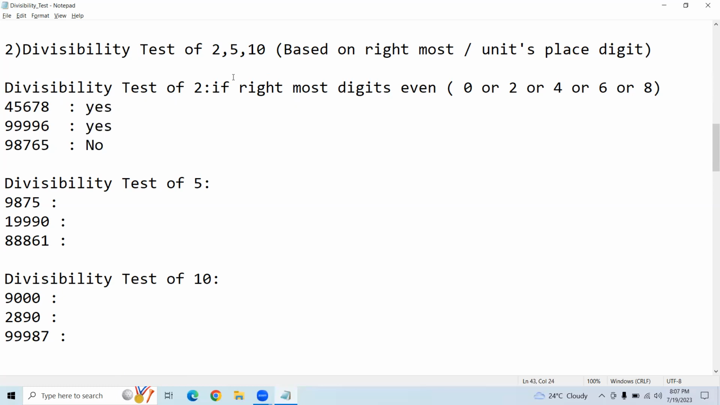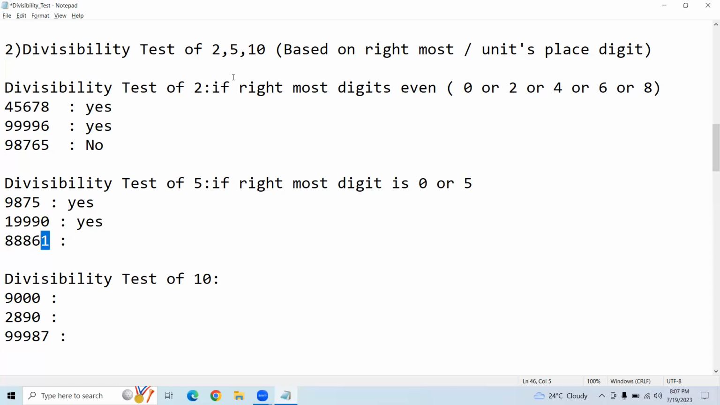Similarly, we have the divisibility test of 5. If the rightmost digit is 0 or 5, then that number is divisible by 5. Let's look at this number. What is the unit place digit? 5. Is it 5 or 0? Yes, it is 5. So it is divisible by 5. Now look at this number. What is the unit place digit? 0. 5 or 0? Yes. So it is divisible by 5.